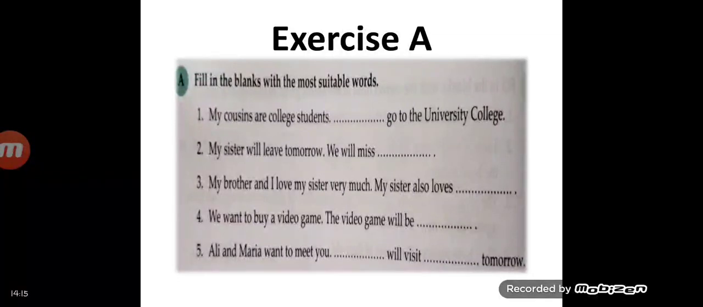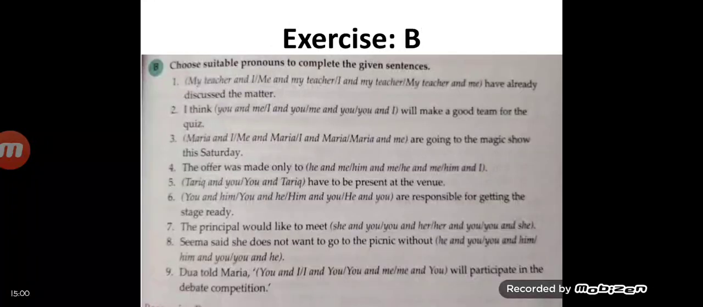The third one: my brother and I love my sister very much. My sister also loves us. Yes. We want to buy a video game. The video game will be ours. Yes. The last option is: Ali and Maria want to meet you. So here are two persons, Ali and Maria. So what can you use? They will visit. Yes, they will visit you tomorrow. So the sentence will be: Ali and Maria want to meet you. They will visit you tomorrow. Come to exercise B, in which you have to choose suitable pronouns to complete the given sentences.